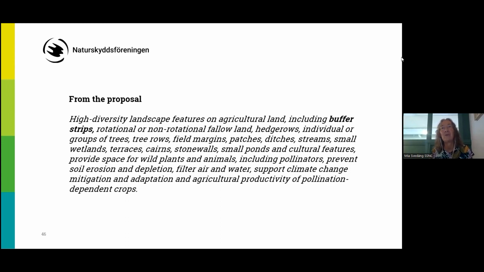And to increase the amount of buffer strips in agricultural landscape would be really good, both for nutrient leakage, to prevent that, and also for the biodiversity in the agricultural landscape.